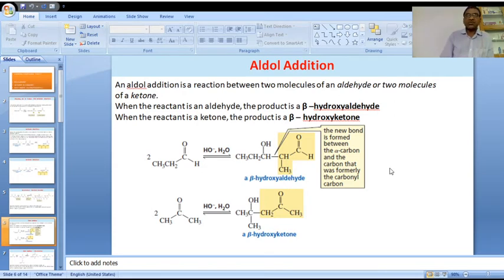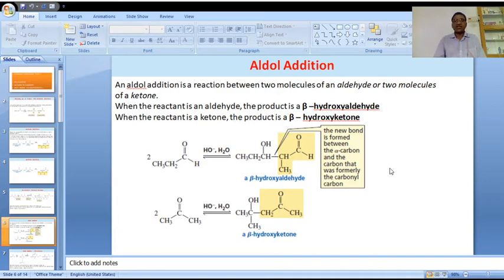Now let us go to a very interesting reaction. It is a well-noted reaction, very interesting, and in examinations also it is a very important reaction, repeated in various entrance examinations. They may ask questions from this reaction compulsorily. It is the aldol addition reaction.